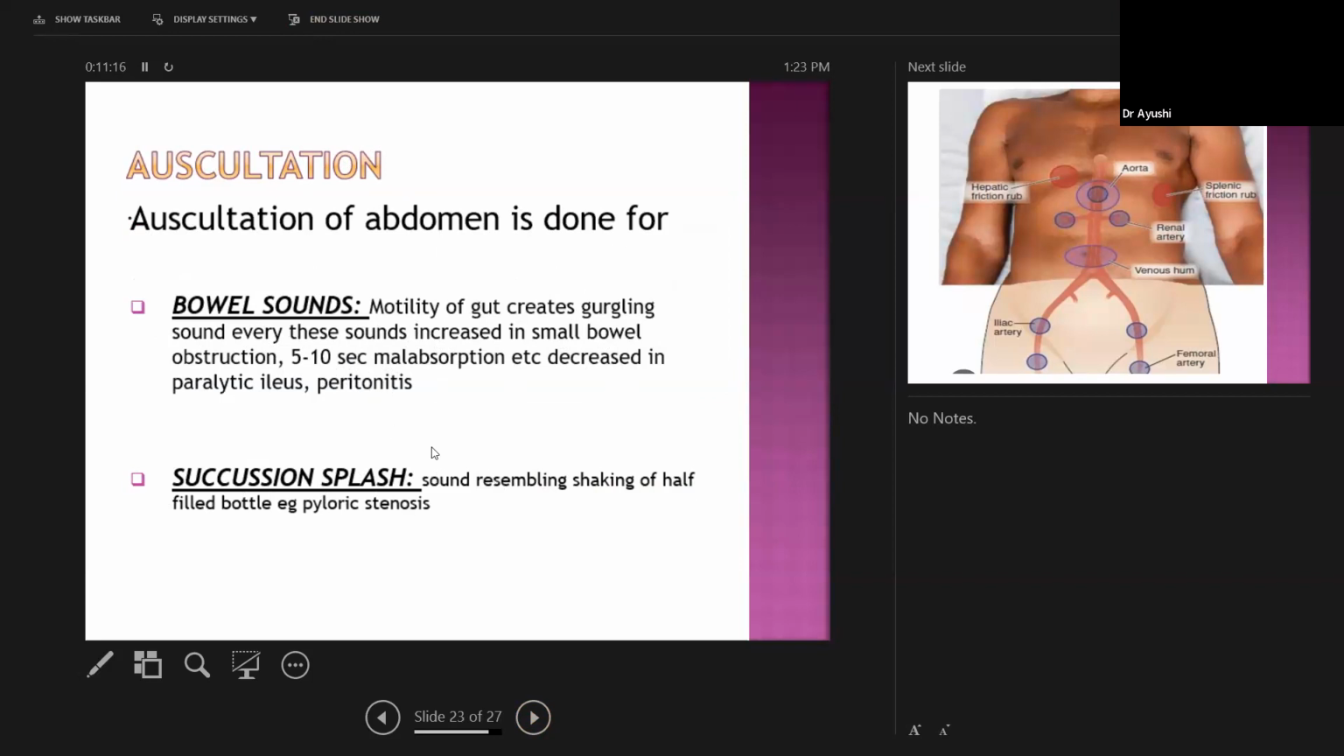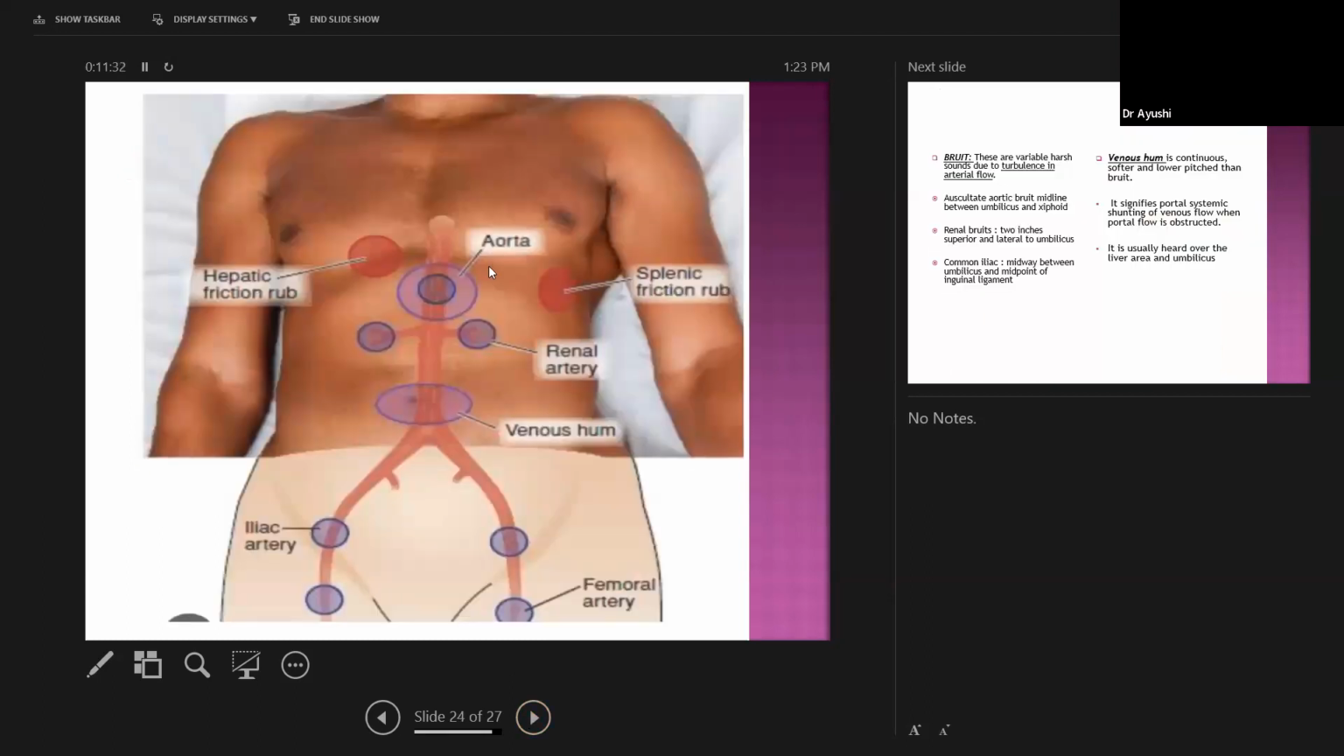There are bowel sounds every 5 to 10, or in some books 10 to 20 seconds in a normal individual. Then the succussion splash, a sound resembling the shaking of a half-filled bottle. It is seen in pyloric stenosis. These are diagrammatic views where we can see these sounds.